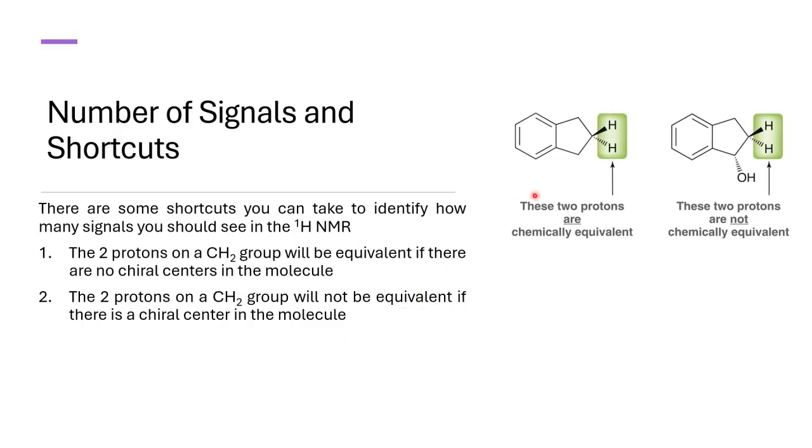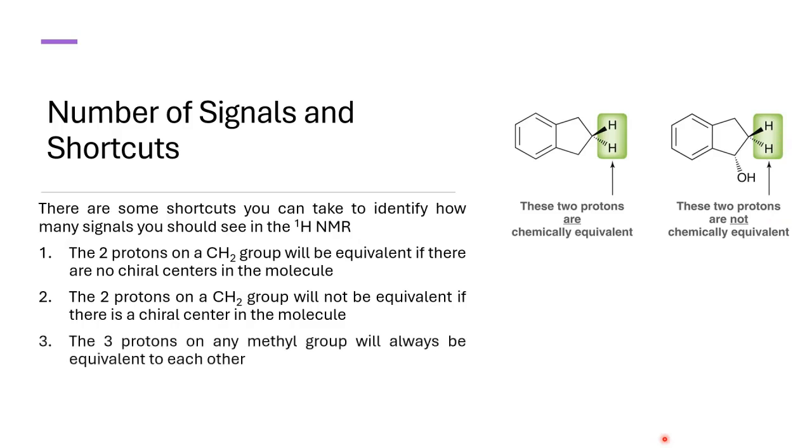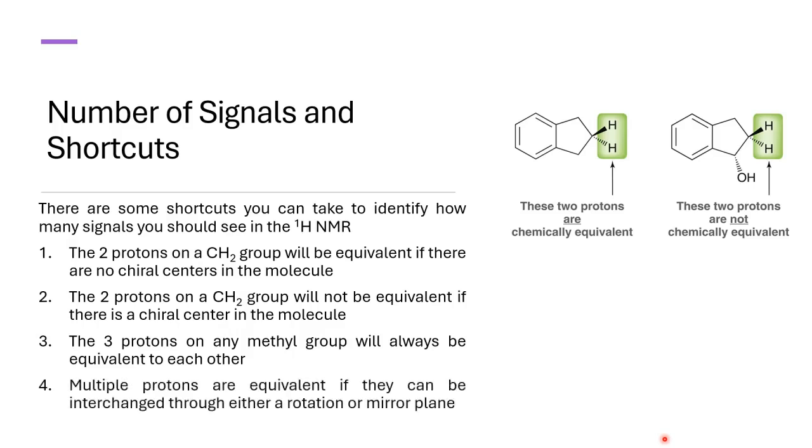The first molecule has a CH2 group. The two protons are equivalent because there are no chiral centers in the molecule. However, in the second example, there is one chiral center, so the two protons are not equivalent and will give rise to their own signal. 3. The three protons on any methyl group will always be equivalent to each other. And 4. Multiple protons are equivalent if they can be interchanged through either rotation or a mirror plane.